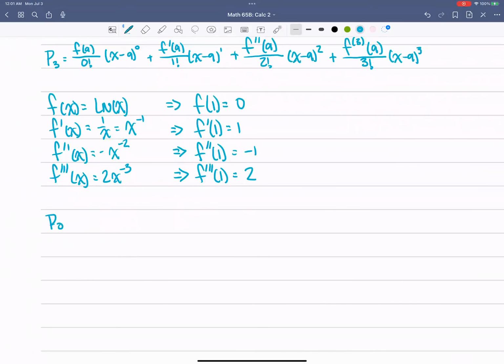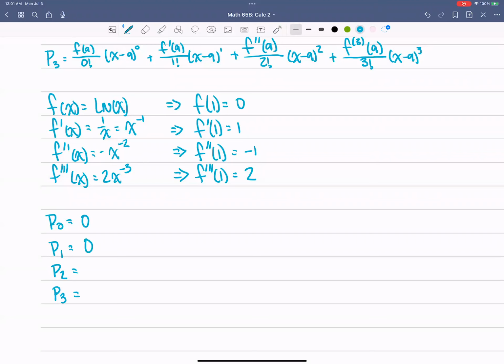So first, the polynomials P1, P2, and up to P3. For our P1, it's just going to be this very first term, which is our f of a divided by 0 factorial, which is 1. So we're just looking at f of a. F of a is 0. So there we go. That's it.